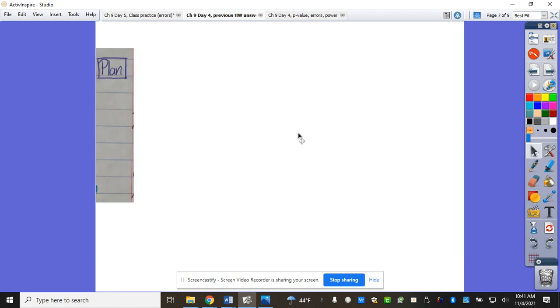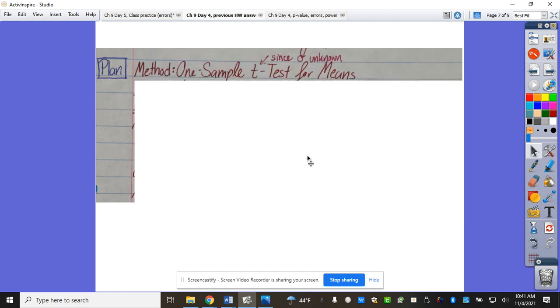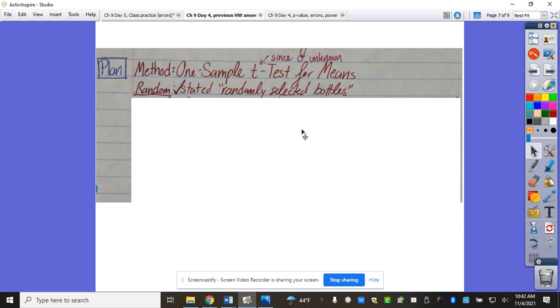All right, so plan. This is a one sample what? T test for means because sigma is unknown. First condition is what? Random. What's slightly different about this one versus some of the ones we've done? It says randomly selected, which means what? So do I really need to write random selection if it already says randomly selected? So like that one, I don't technically need my parentheses thing.